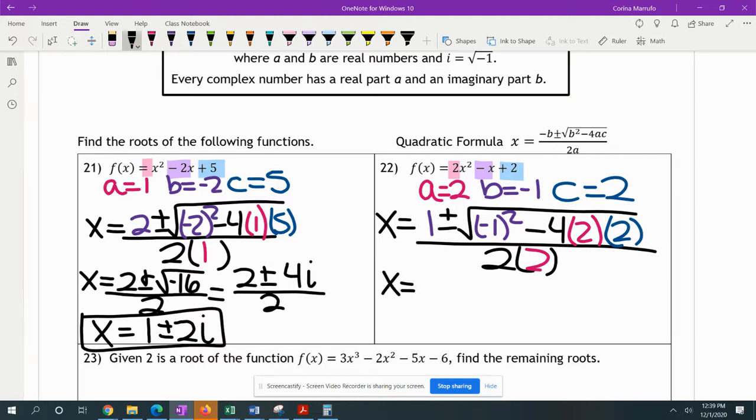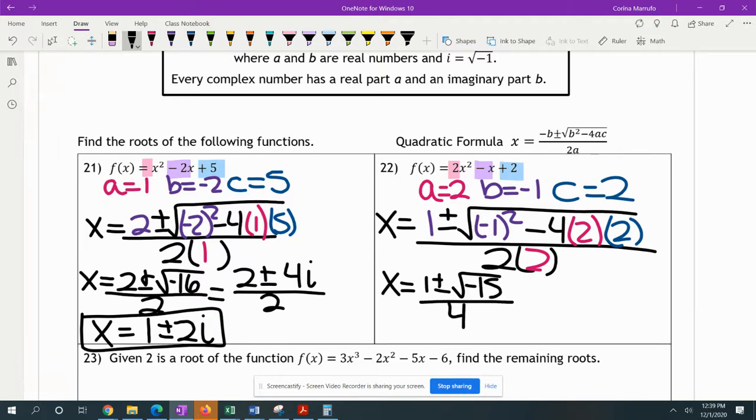So x equals 1 plus or minus the square root of 1 squared, -1 squared is 1, minus 4 times 2 times 2. Let me see, 4 times 2 is 8, times 2 is 16. So 1 minus 16 is -15. And this is all over 4.